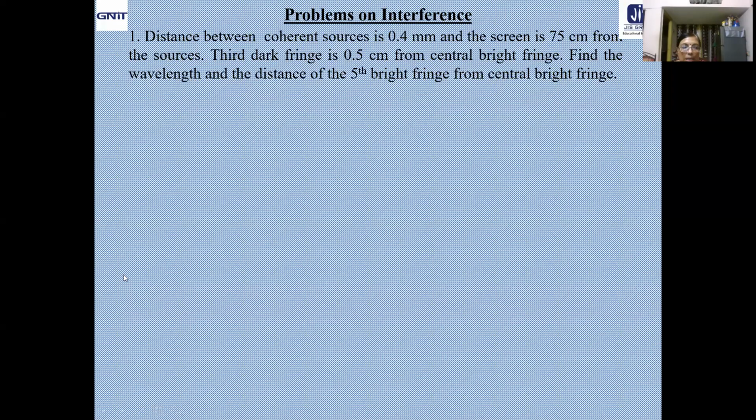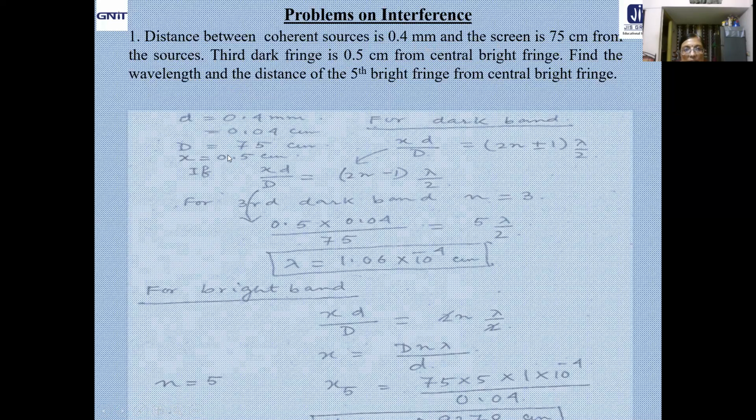Let us now come to the problem parts. Look at the first problem. Distance between coherent sources is 0.4 millimeter and the screen is 75 centimeter from the sources. Third dark fringe is 0.5 centimeter from central bright fringe. Find the wavelength and the distance of the fifth bright fringe from central bright fringe. So what are given? Distance between coherent sources, that means small d, is in millimeter. Be careful about the unit. And the screen is 75 centimeter from the sources. That means it is capital D.